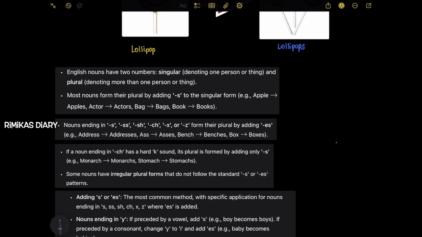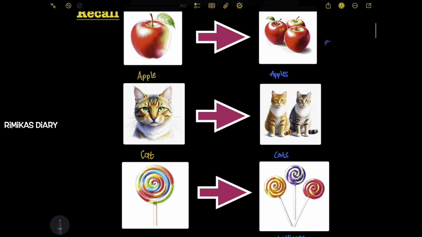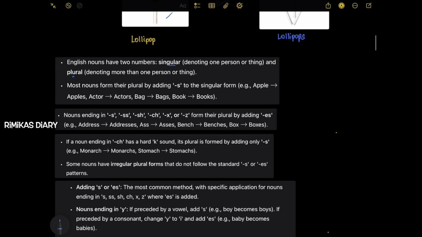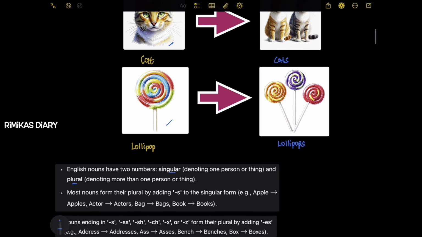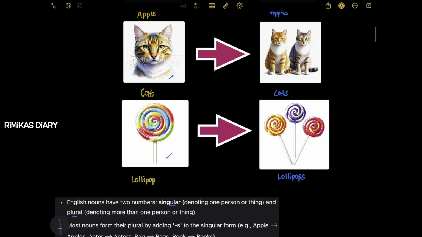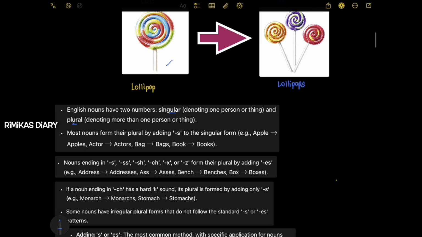English nouns have two numbers. Singular, denoting one person or thing. Singular is one person or one thing. Like we saw here, there's one apple, so it's singular. One cat, singular. One lollipop, singular. And plural denotes more than one person or thing. Like we saw here, apples is the plural form. There is more than one apple, more than one cat, more than one lollipop.